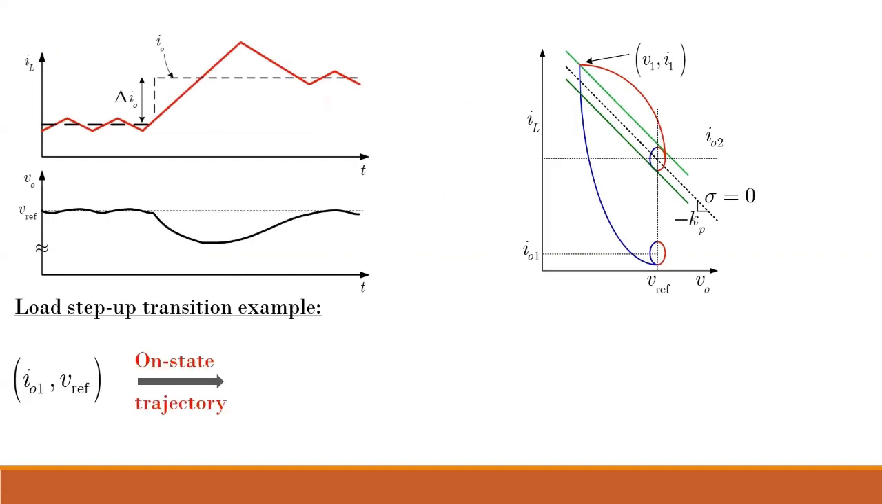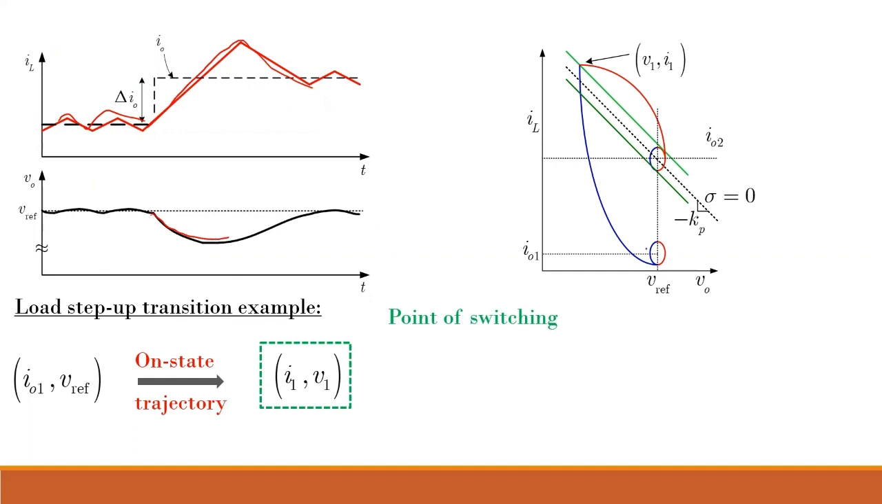So similarly, these are the waveforms for the load step-up trajectory. The inductor current was first operating at this range. Then when you give a step, it starts rising like this and comes here. And the output voltage will have a dip. That dip corresponds to this. This is my dip in the output voltage.